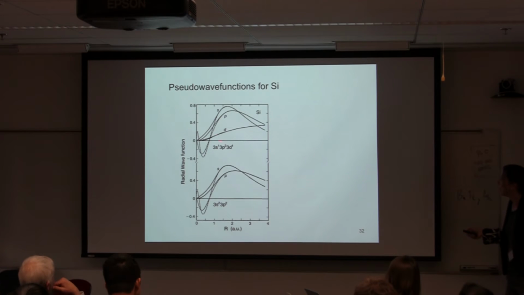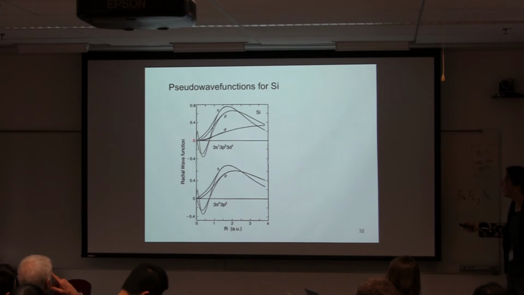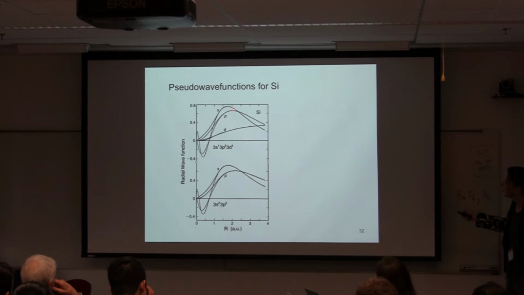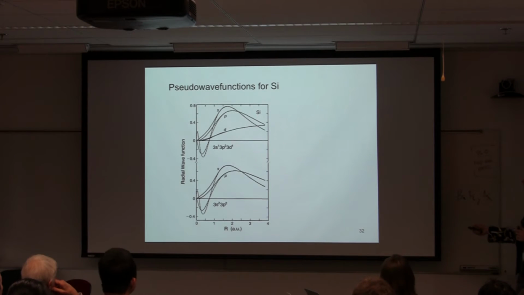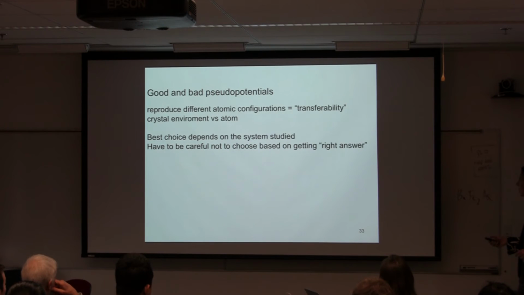So this is an old picture of silicon. Instead of having these wiggly S and P functions inside the core, you would replace them by nodeless wave functions which match the real wave functions outside of the core. So once you get outside of the ionic core, your wave functions match and you can do computations, everything's the same.